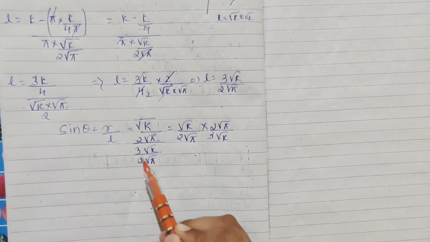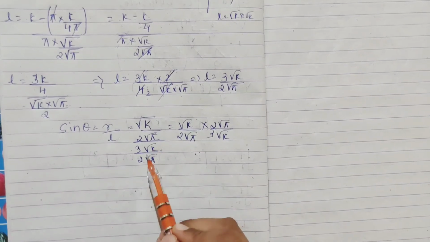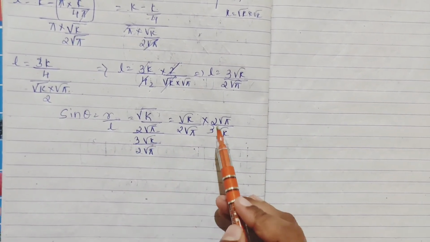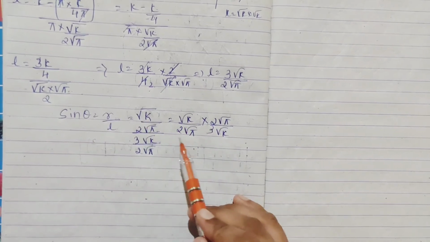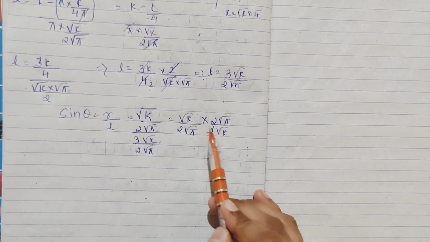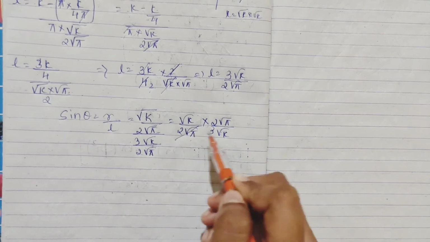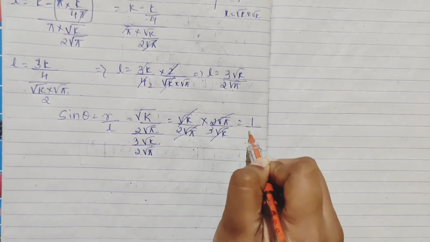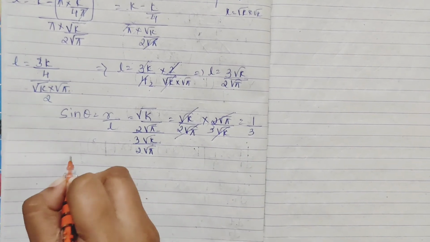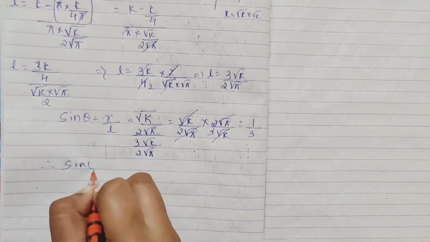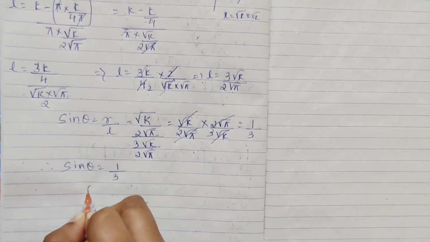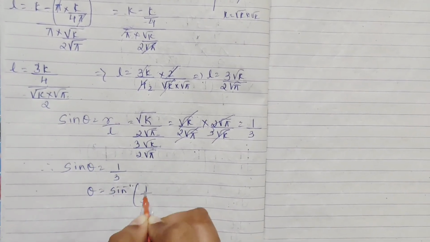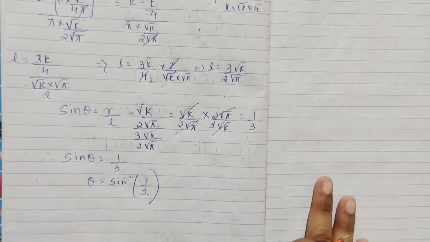So when you are dividing, cross multiplying, the multiplication makes this go up and this will be in the denominator. So how will it be? Root k by 2 root pi into 2 root pi by 3 root k. So your 2 root pi cancels, your root k cancels, and you are left with only 1 by 3. So therefore sin theta is equal to 1 by 3. So theta is sin inverse 1 by 3. So for your volume, theta is sin inverse 1 by 3.